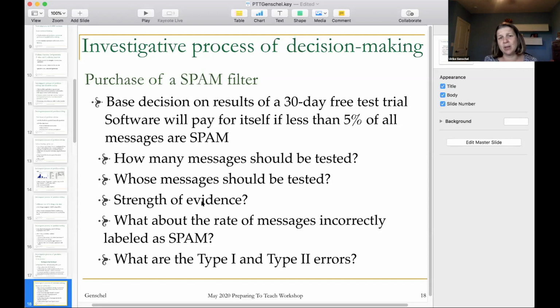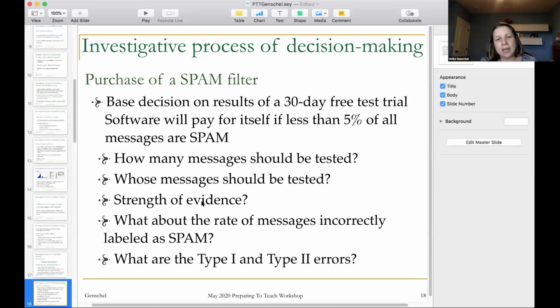And so there are a ton of questions that you would have to answer to answer the question reliably. For example, well, how many messages should you test? Whose messages should you test? Are there people in the company that are more prone to spam mail than others? What's your strength of evidence?